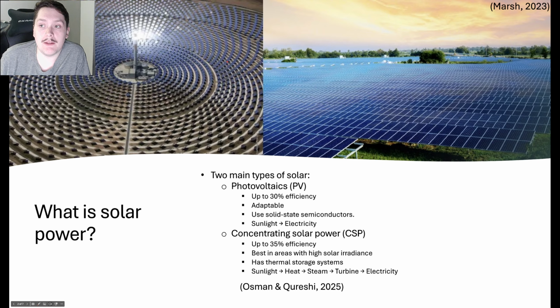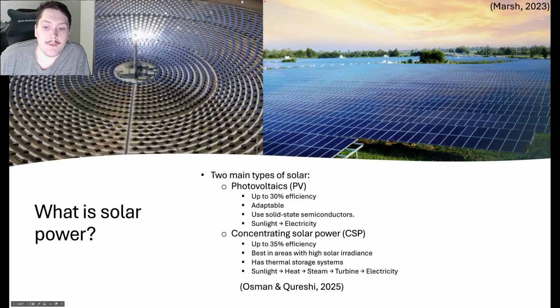They are extremely adaptable, meaning that they can be put in a lot of different places. They can be put out in fields like you can see on this picture here, but they can also be put on top of buildings or parking structures. They can be put in small electronics like watches or calculators or phone chargers. I mean, they're really versatile.